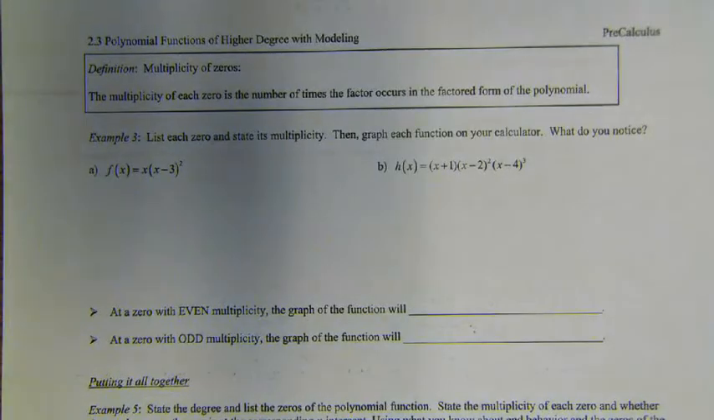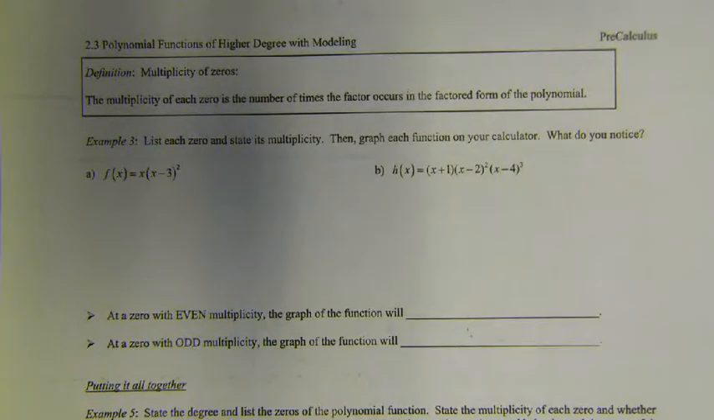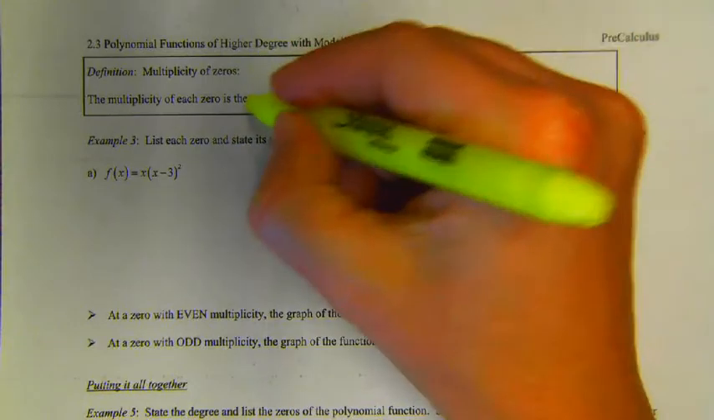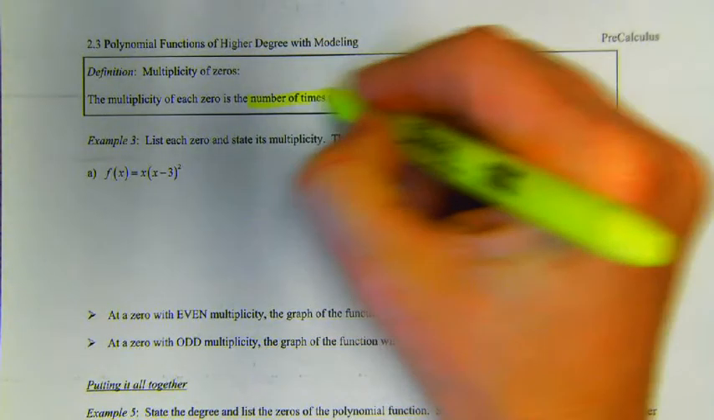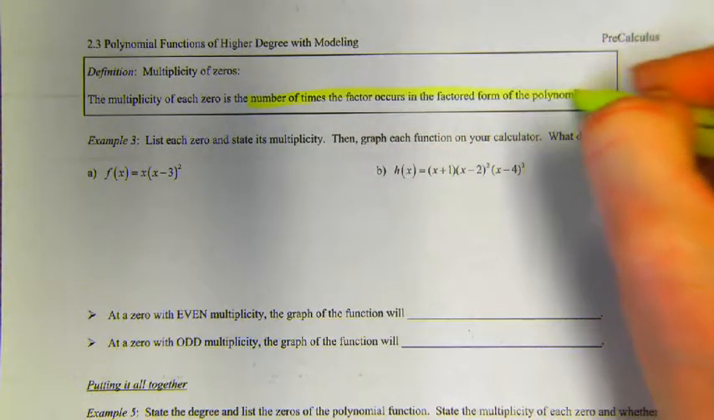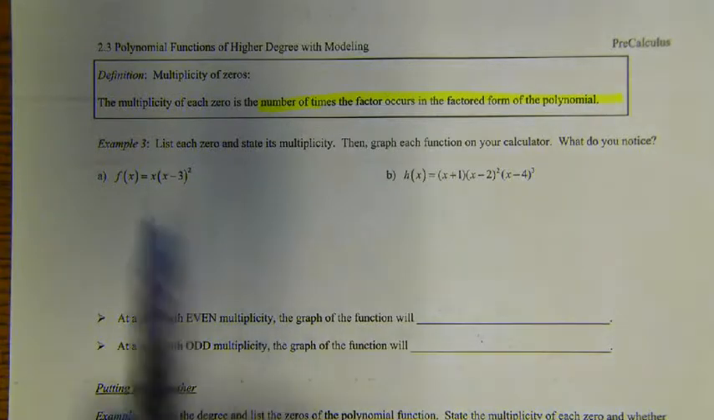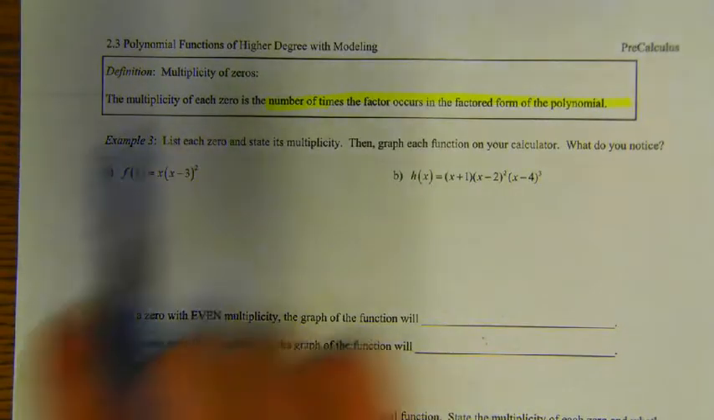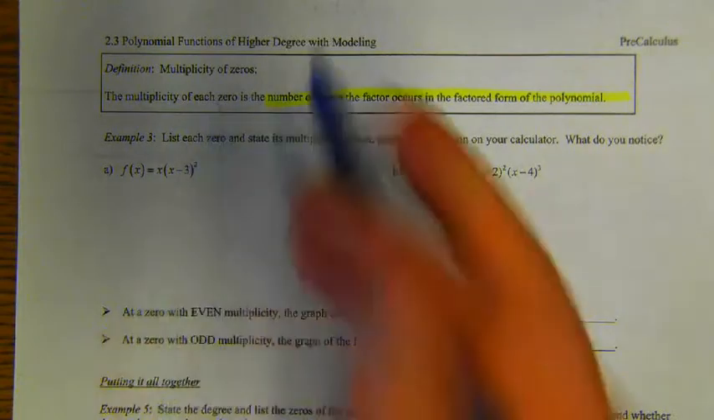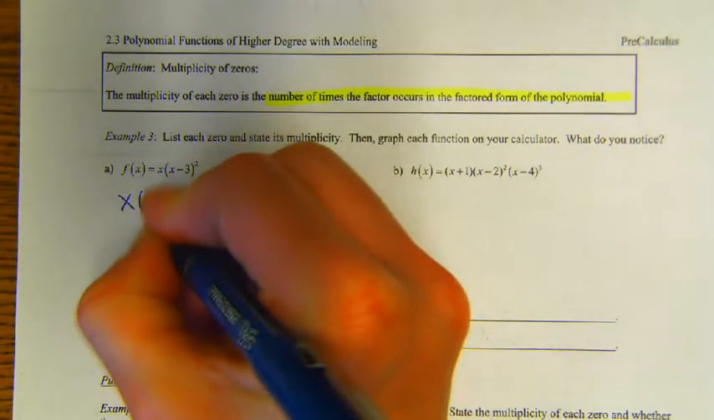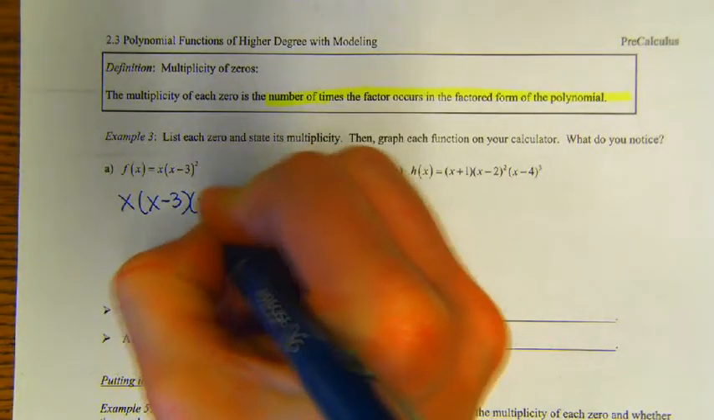The multiplicity of each zero is the number of times a factor occurs in the factored form of the polynomial. Here's what I mean by this. What does it mean to cube something, just in general? Multiply by itself 3 times, right? I wouldn't normally write this out this way, but this is what this means: x times (x minus 3) times (x minus 3).